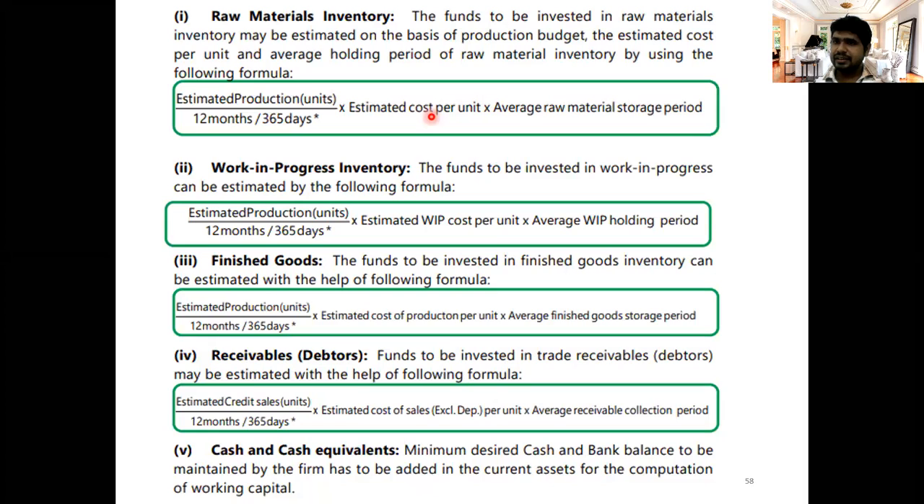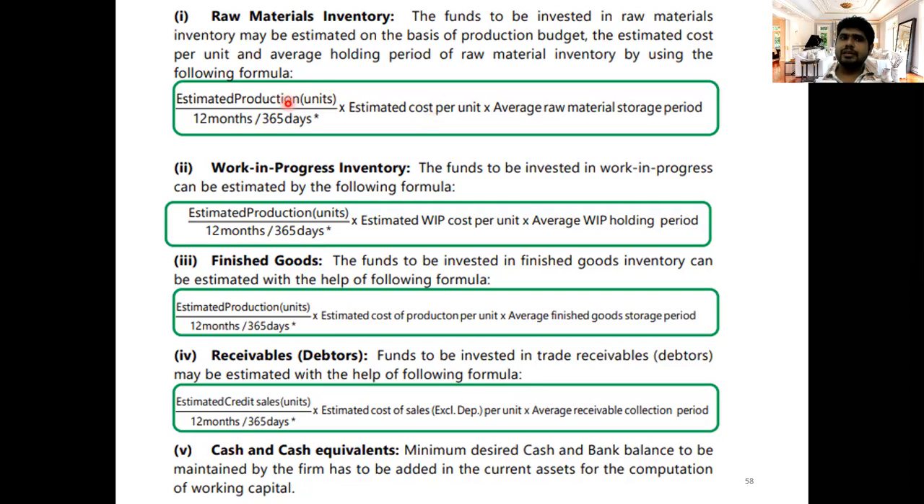Not the correct answer. Any answers? Not cost of sales. Cost of goods. Cost of raw material, not cost of sales. Exactly. Any other suggestions? Estimated production into cost per unit. Total production cost. Total production cost of inventory, right?